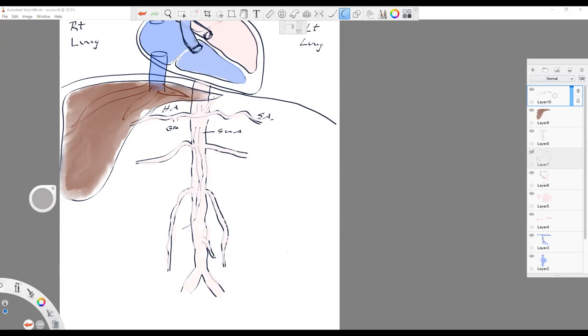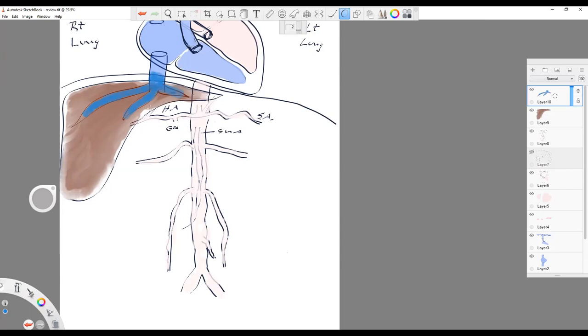And of course, we are talking about the hepatic veins. So that is a right, middle, and left hepatic vein. Not particularly well drawn, but that is just the way it's going to be.